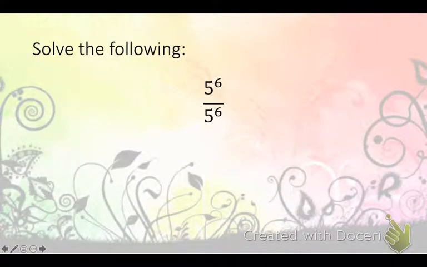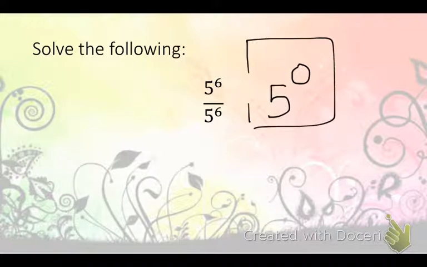All right, so I'm going to solve the following. Okay, so you should have realized this is a quotient rule and that you are going to keep the base, which is 5, and subtract the exponents. So 6 minus 6 is 0. So we get 5 to the 0. Okay. Zero product property, though, has a rule for zero exponents.